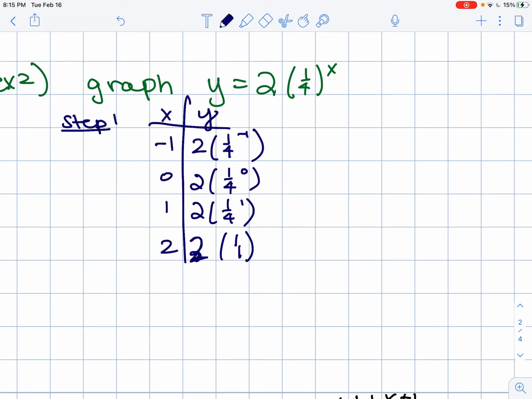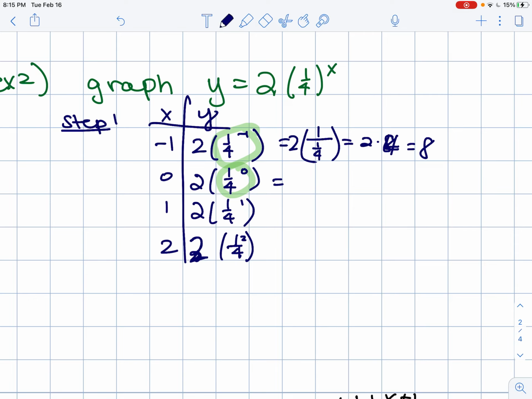Oh boy, I didn't write that very good, did I? To the 2 power. So this right here, we do this first. 1 over 1/4 is really just 4. And when I multiply that by 2, 2 times 4 is 8.